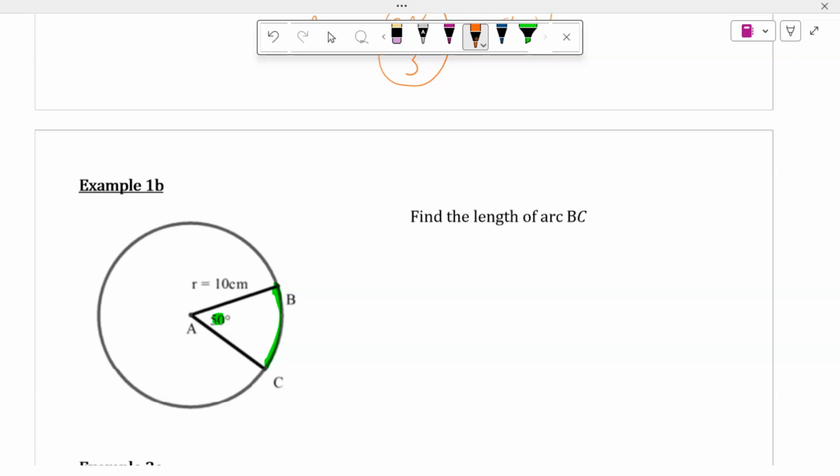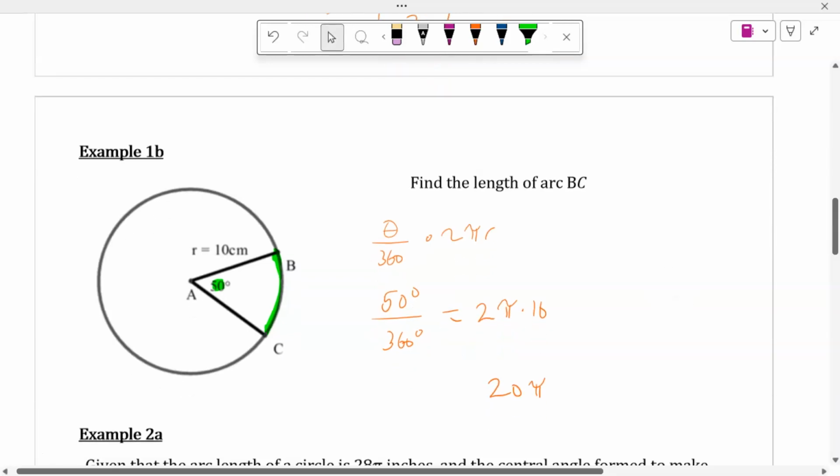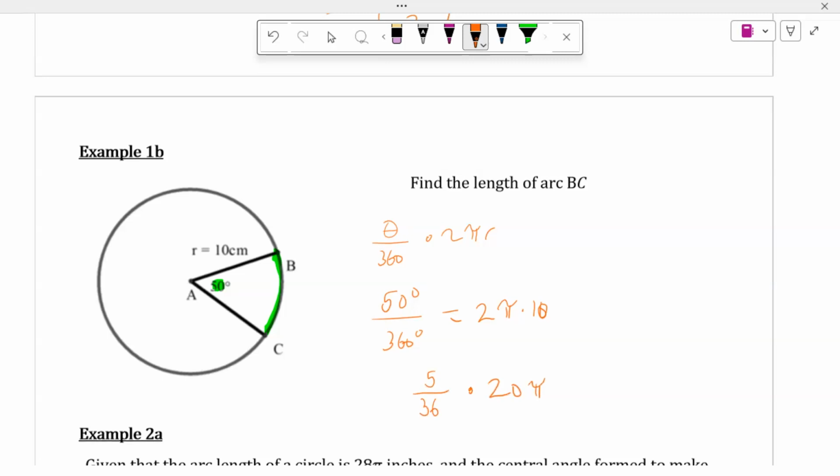We know the formula is going to be theta out of 360 times 2 pi r. So I'm thinking we're going to have theta, which is 50 degrees out of 360 degrees, equals 2 times pi times 10, which ends up being 20 pi. Sorry, it's a bad 10 there. All right, better. I can reduce 50 and 360, and a 10 goes into both. So I have 5 out of 36 times 20 pi.